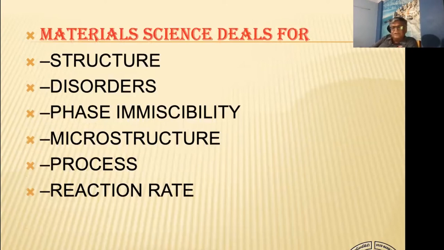As I mentioned, in the case of structures, we have crystalline structures, amorphous structures, and so on. So material science deals with crystalline, amorphous, and other types of structures. In the same way, in some cases we are looking for the perfect crystal. In some cases, we are using imperfect crystals. The majority of crystals are imperfect crystals. In material science, we look at the orderness and disorderness of the material. In the same way, it also deals with phase immiscibility.